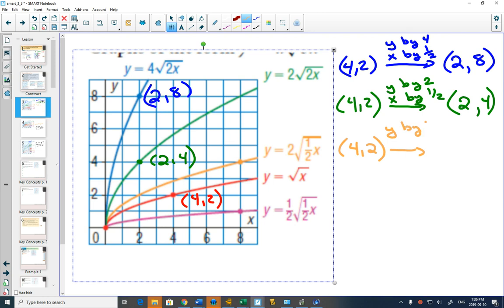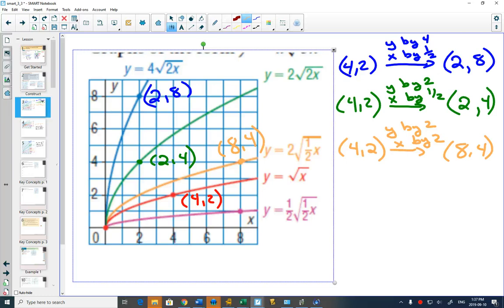Here my y value is going to get multiplied by 2. My x value, because of that half, multiplied by the reciprocal, it's also going to get multiplied by 2. And we would get 8 comma 4.